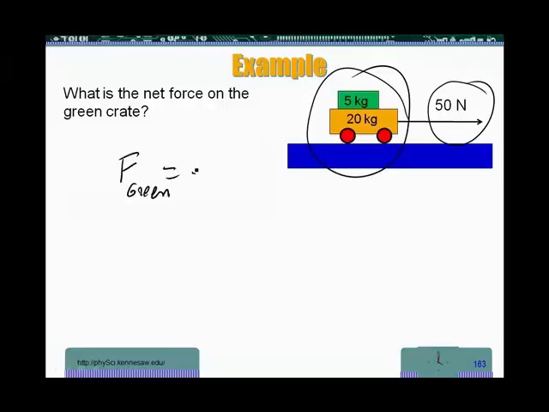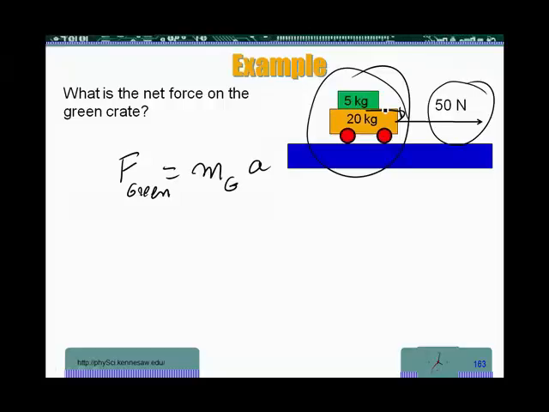is going to be the mass of the green crate times its acceleration. That's one way of finding that net force. The other way we can think of it, what's going to cause the green crate to accelerate? What's going to cause the green crate to accelerate is the fact that there is a static friction force between the buggy and the crate. And the static friction force has to be in the forward direction to result in an acceleration of the 5 kilogram crate.